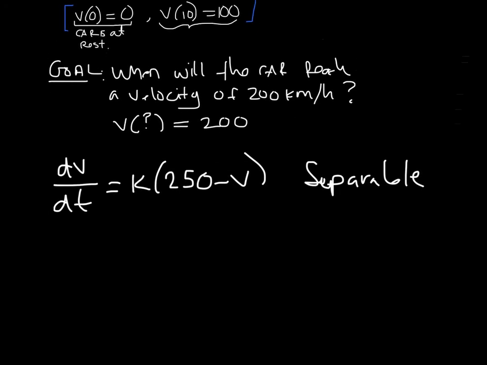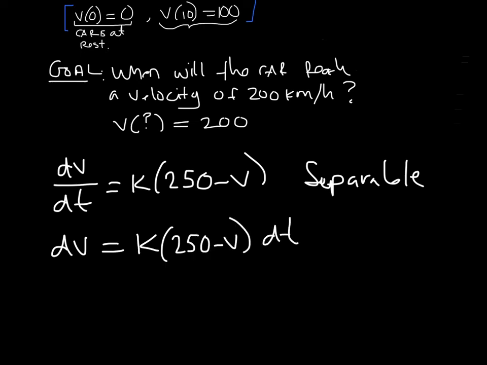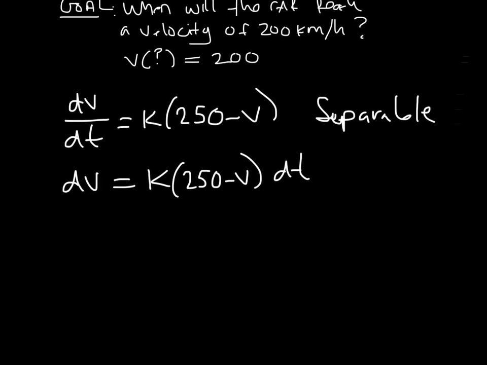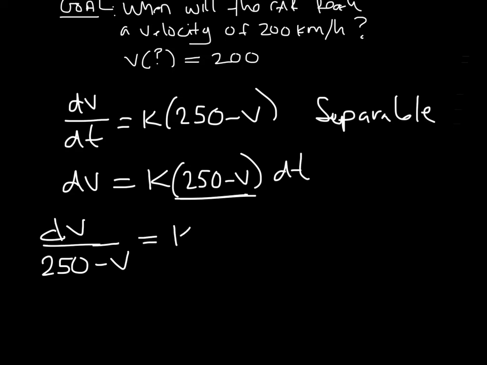And I'm going to multiply dt to both sides. So we get dv equals k times this quantity, dt. And I want my v's together, so I'm going to divide by this guy. So 1 over 250 minus v, we can even write the dv here, equals k dt. So definitely separable. And I'm going to just hit dot, dot, dot.